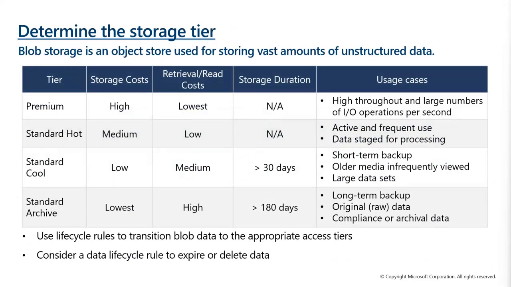Okay? We can go for standard, the standard hot. Hot, my friends, means that we have a balanced storage cost per gigabyte, but a more expensive, if you will, retrieval cost. This is the most common scenario for any production requirement.